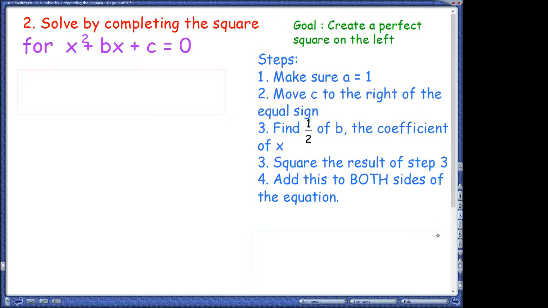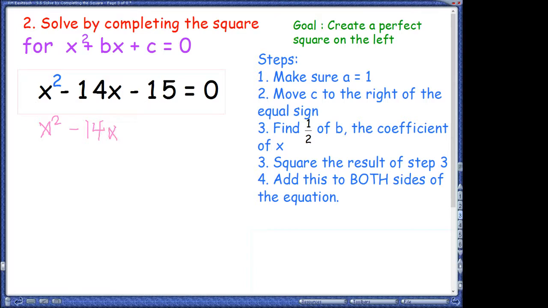Let's say the equation is x squared minus 14x minus 15. So the first step is to make sure that your a is equal to 1, which in this case it is. Then it says to move c to the right of the equal sign. So this negative 15 is the c. So you're going to rewrite x squared minus 14x, but you're going to add 15 to both sides, so it becomes equals to positive 15.